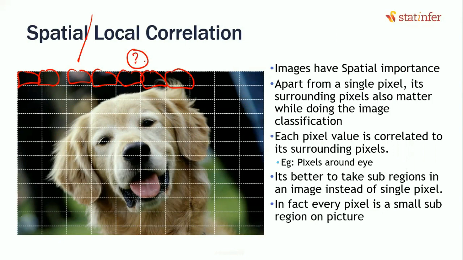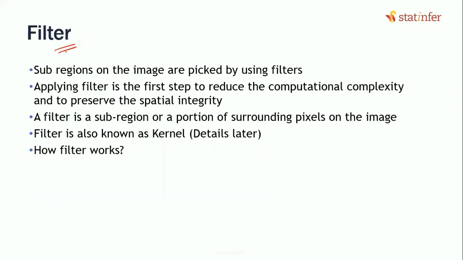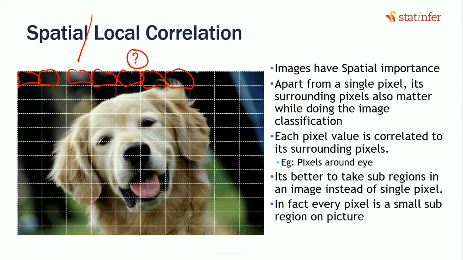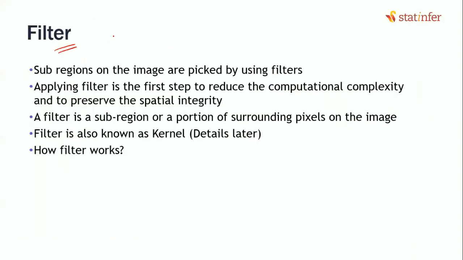It uses a simple trick or technique called a filter. We'll introduce something called a filter. By using a filter, we can pick up the local information. We can somehow keep the spatial integrity, local correlation, or spatial dependence intact. What is a filter? We are going to discuss now.